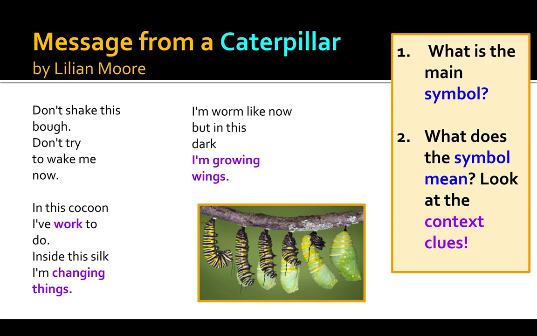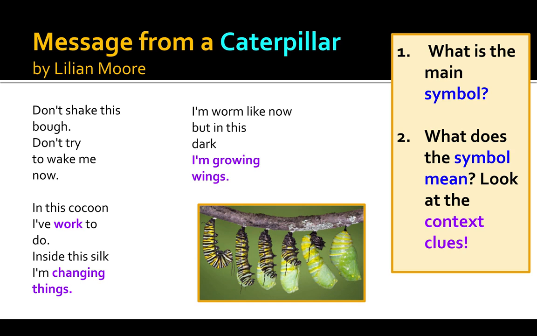So the symbol here is a caterpillar, right? Like that is representing something else. Yes, it is a caterpillar. We could read this on the literal surface, just talking about a caterpillar. But as we read, we get a sense that this isn't just a caterpillar. The caterpillar represents something else. So when I look at the context clues, that this caterpillar is working and it's changing and it's growing wings, I think, what else do I know that's work and changing and growing wings?